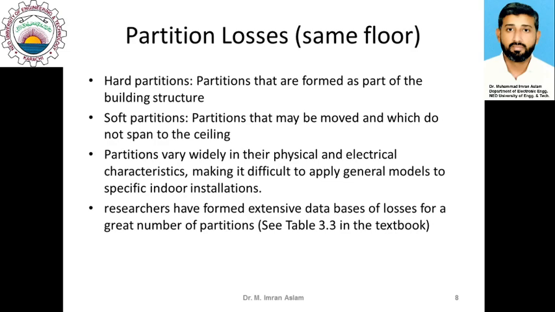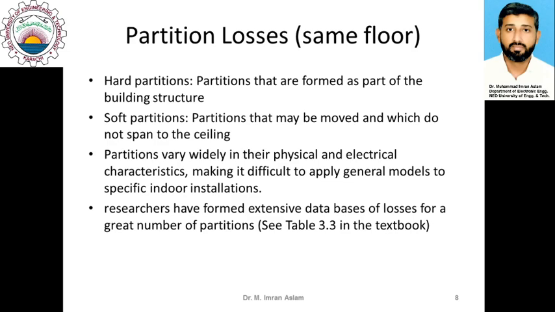There are sometimes soft partitions. For example, in an office environment, sometimes we use soft partitions where we make maybe human height partitions to separate different cubicles for different types of works. So they are movable partitions, and they generally do not span up to the ceiling.